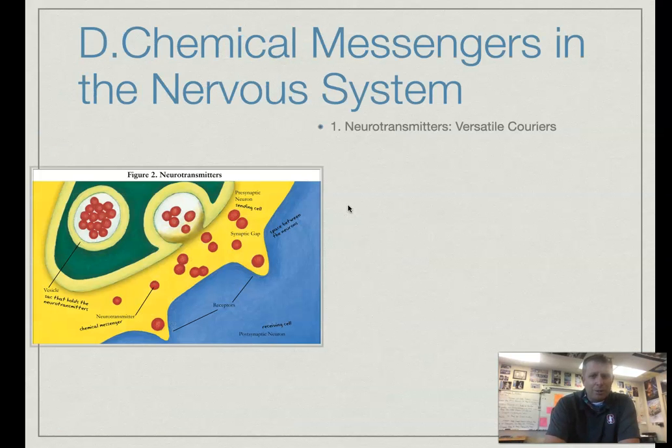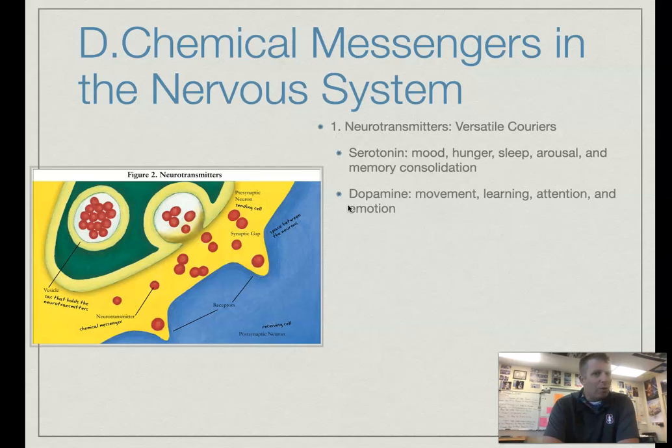So neurotransmitters are versatile couriers. There are different ones. You have serotonin, which affects our mood, our hunger, our sleep, our arousal, our memory consolidation. We have dopamine, which is our movement, our learning and attention, our emotion. It's kind of our happy one. When we're happy, we have dopamine.